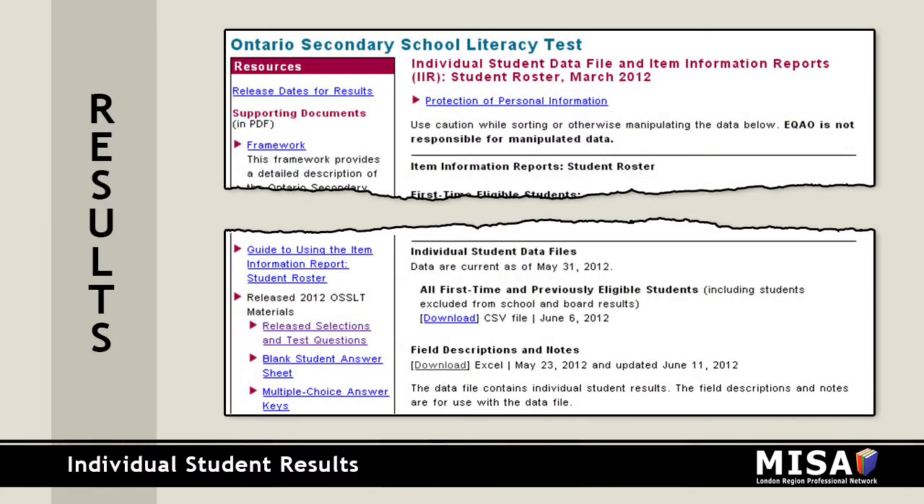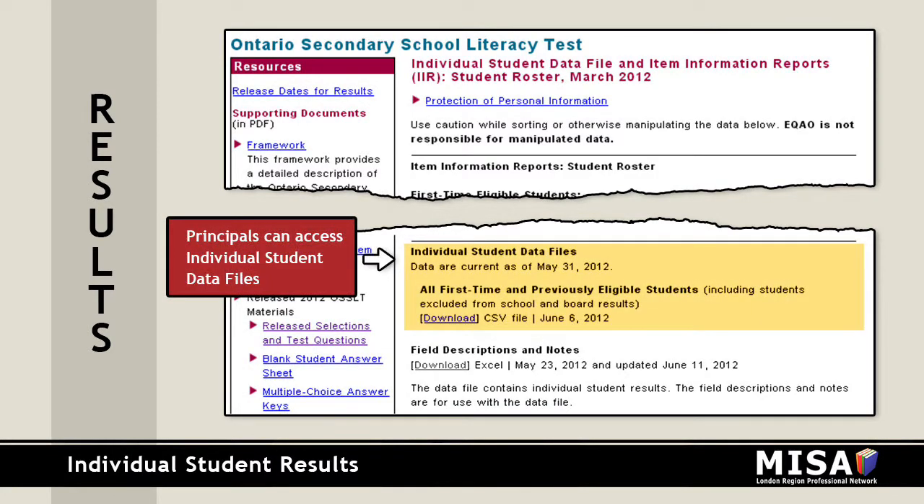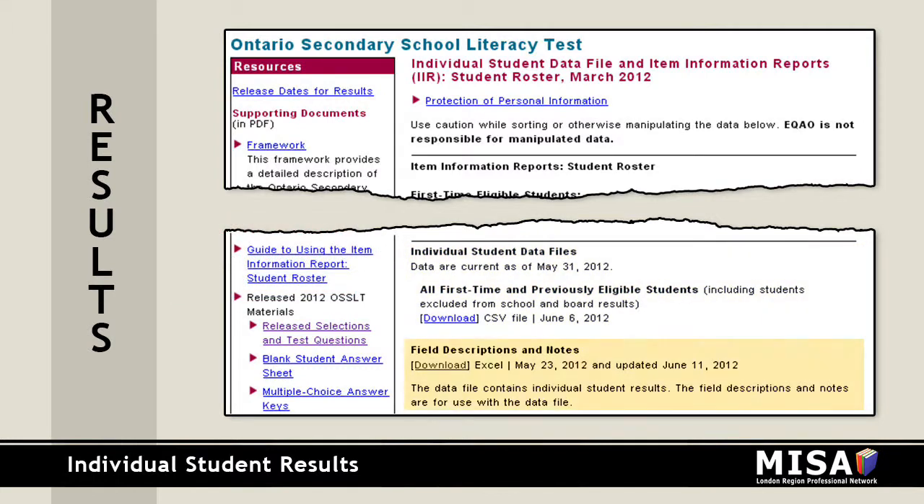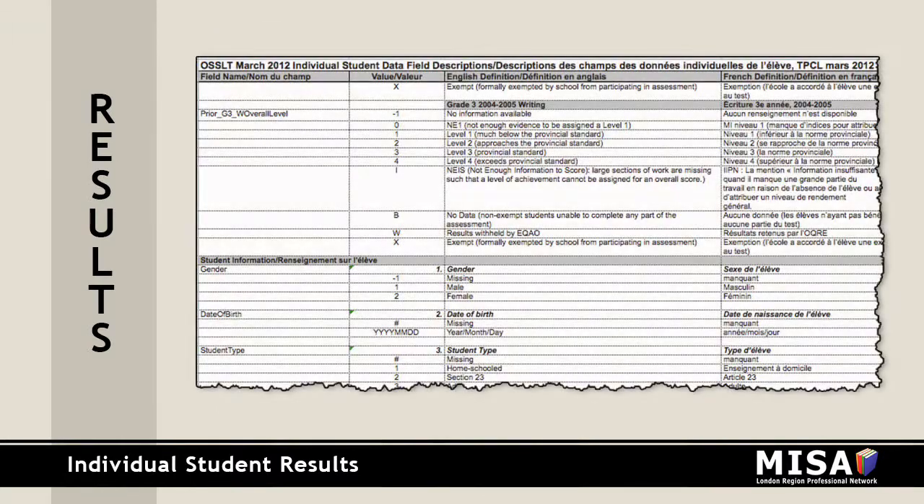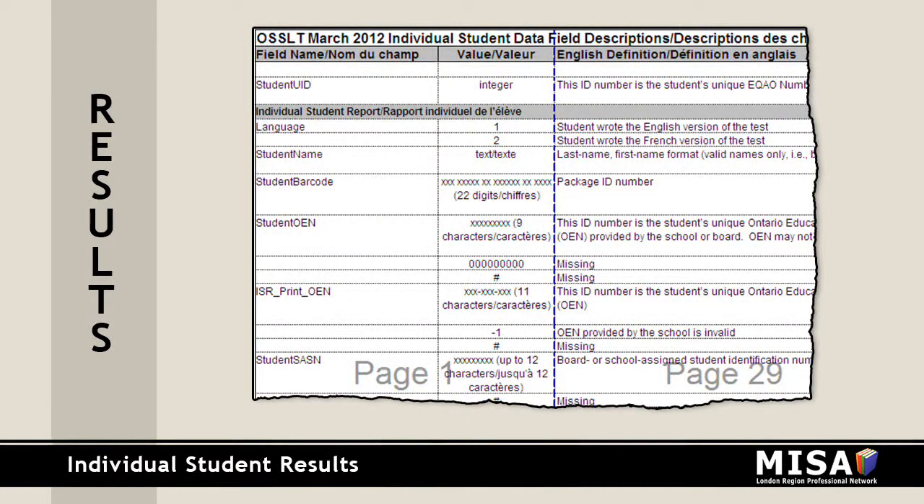You can access your individual student data files, which provide you with an overview of the level of achievement for each student. The field descriptions and notes provide the value assigned to each field. For example, in the gender field, 1 represents male students and 2 represents female students. Also provided are English and French definitions for each field. The field definitions change from year to year, and the values may be different for each assessment. For more information on each of these reports, please see the resource guide for a breakdown of the information and how to use each report in your school.